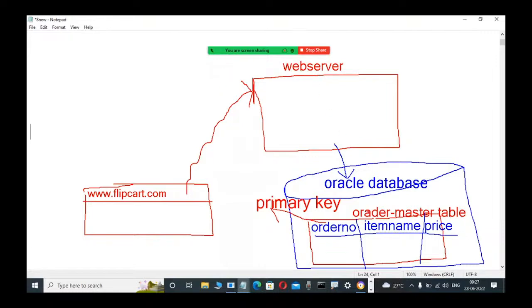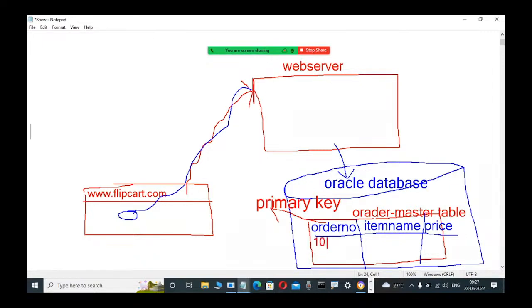Suppose this web server, this database server, I am a customer. Suppose, for example, today I'm interested to purchase one item. Whenever I'm booking one item, this web browser connects to the web server. This web server connects to the database server. In this database server, automatically one unique identification number is generated.